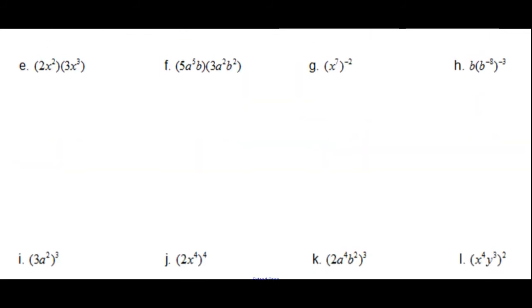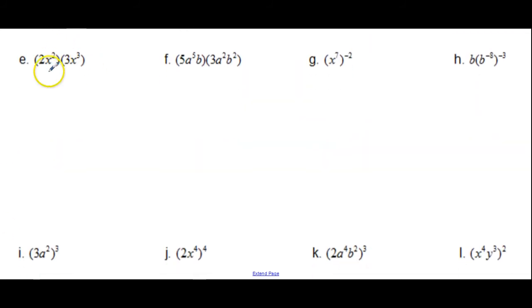Next question. We have 2 times x squared times 3 times x to the 3rd. In this case, the 2 and 3 are leading coefficients, so all you have to do is multiply those. 2 times 3 is 6. The x's are the same bases, so we take these two exponents and add them because they're inside the parentheses. So we have x to the 2 plus 3. That's going to give you 6x to the 5th.